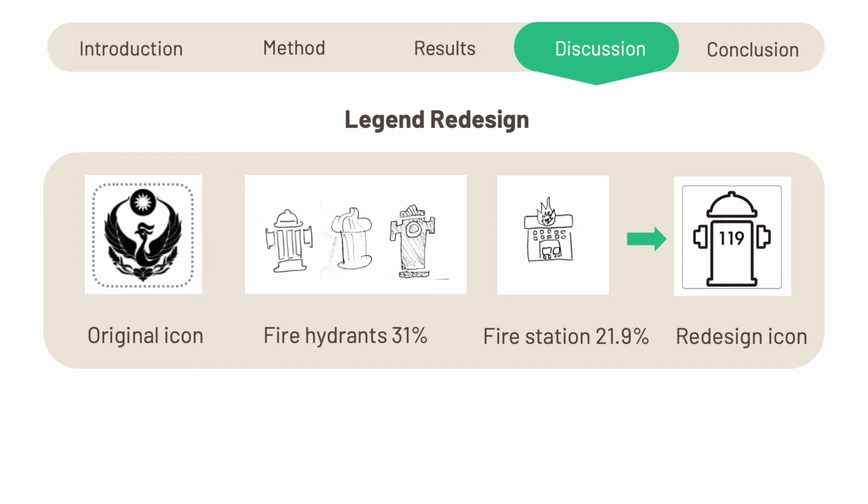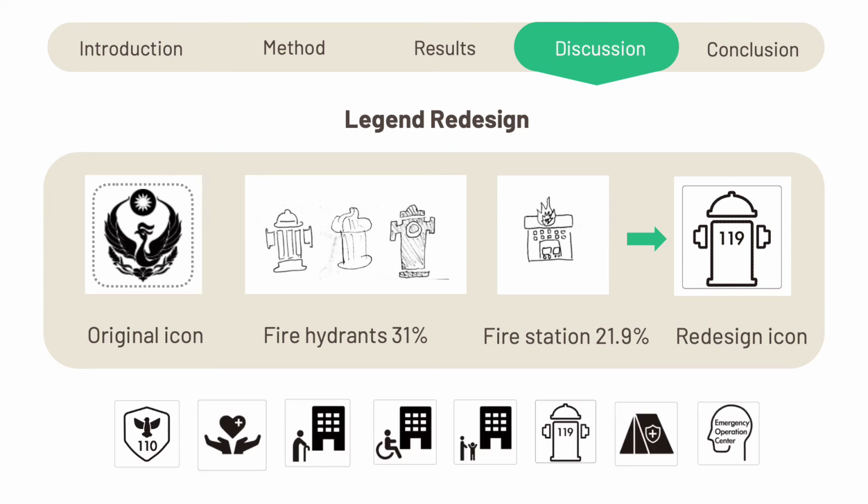We suggest that the redesigned legend can use elements with firefighting characteristics like the fire hydrant, which is easy to associate with an emergency number, as in the supplement. Here are some icons that we redesigned, using elements that participants associated in the experiment.